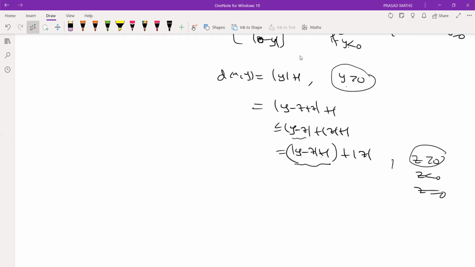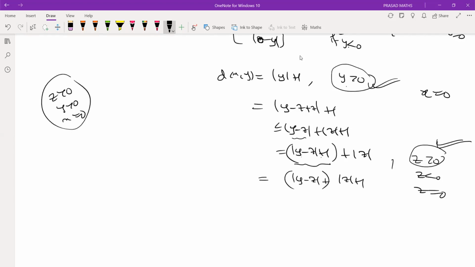Y positive, Z positive. So what you do? You need to take Y minus Z plus mod Z plus 1. You need to consider this. I'm considering Z positive, Y positive, X equals 0. So whenever X, Y and Z are positive, what is this actually? D of Y comma Z.